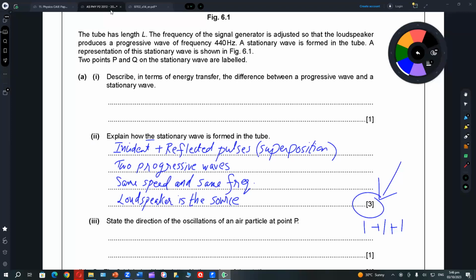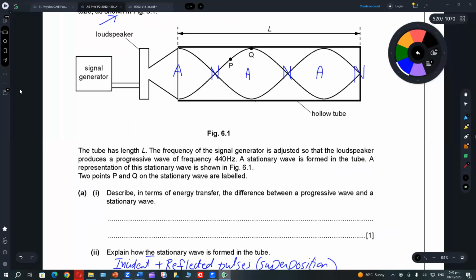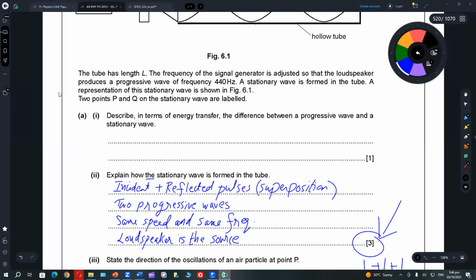So you join all the points and you can make an answer. You can say that the loudspeaker emits a progressive wave which travels in the tube and reflects from the closed end. After reflection, the progressive wave superimposes with itself. This produces a stationary wave.